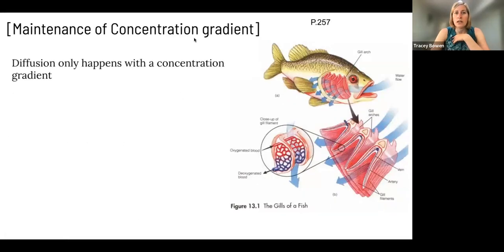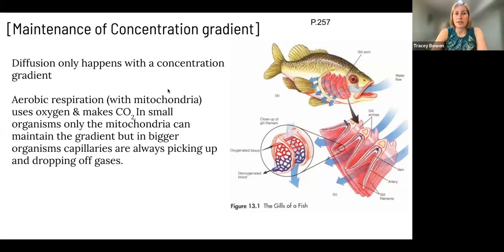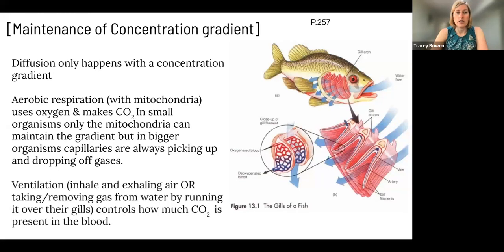In order for gas exchange to happen, diffusion needs to be occurring, and that can only happen with a concentration gradient. So aerobic respiration, that's mitochondria using oxygen to make CO2 and ATP. In small organisms, it's only the mitochondria that are maintaining the concentration gradient. But in bigger organisms, capillaries are always picking up and dropping off gases, and that's how a concentration gradient is maintained, as well as tissues respiring, so they're producing CO2, that's going to have a high concentration of CO2, and lungs breathing in oxygen, so that's going to have a high concentration of oxygen.